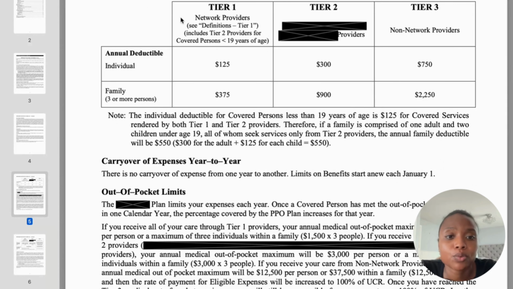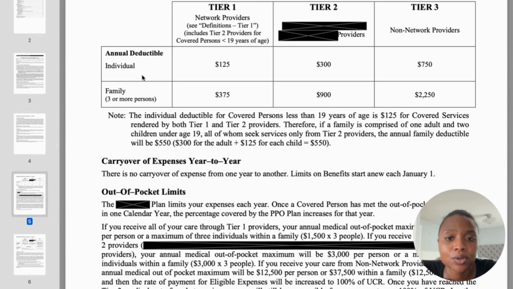So they call tier 1 network providers. Tier 2 are a different group of providers, which I've redacted. And tier 3 are your non-network providers, which are similar to your out-of-network providers. But like the other SPD, you have your deductibles divided into individual and family plans. And here specifically, they define a family plan as having 3 or more persons in it.